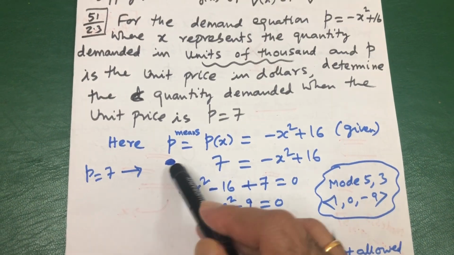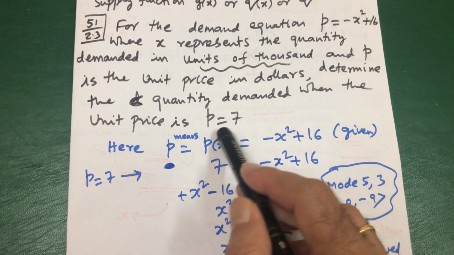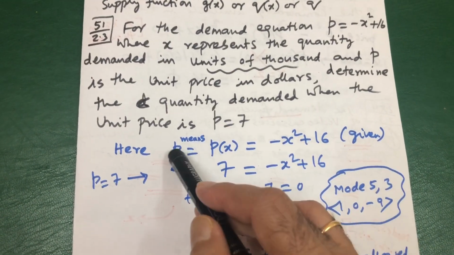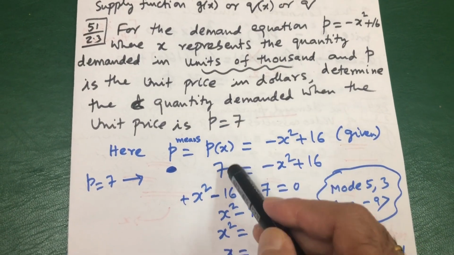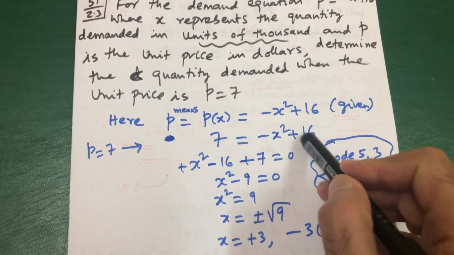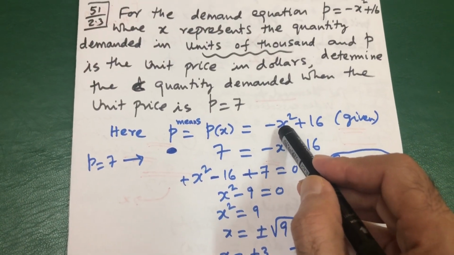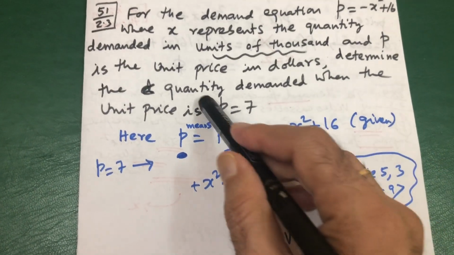So when P is equal to 7, you have to put P equal to 7. The whole Px is 7. This is our Px; P and Px are the same. So replace P with 7, and you get x square minus 6 plus 16 is equal to 0. If you put x equal to 7, you get a minus answer, and you want the quantity.